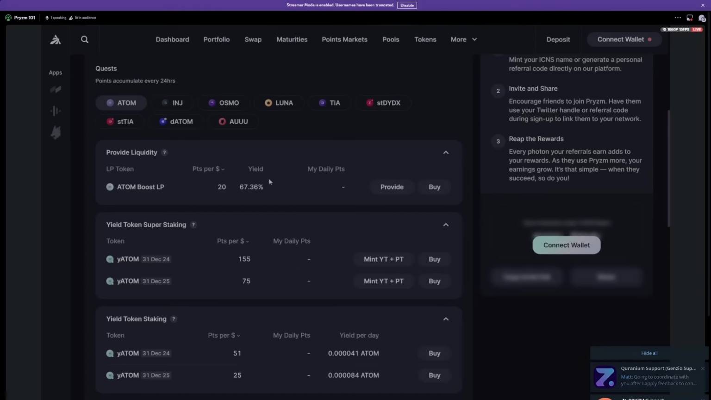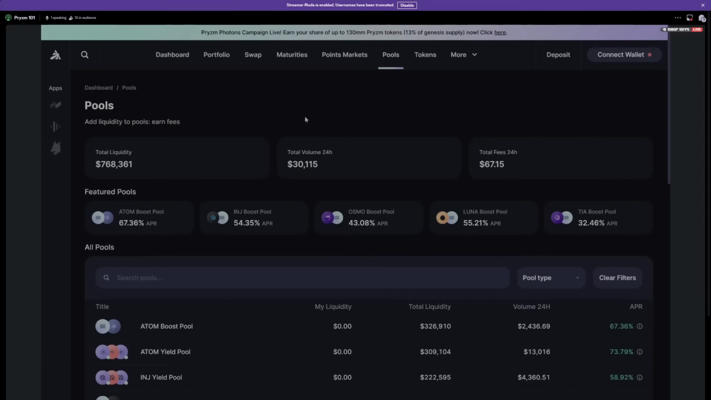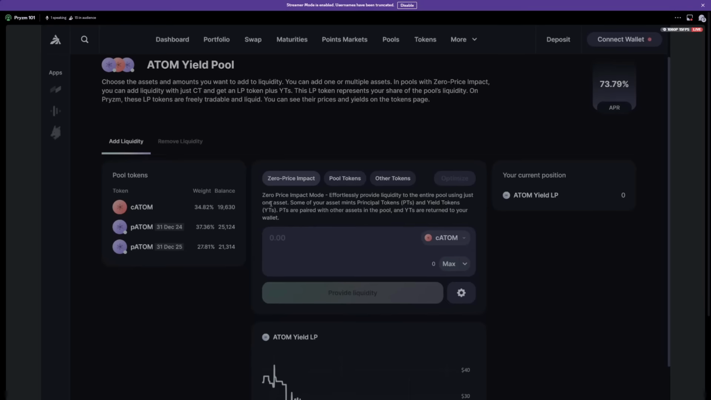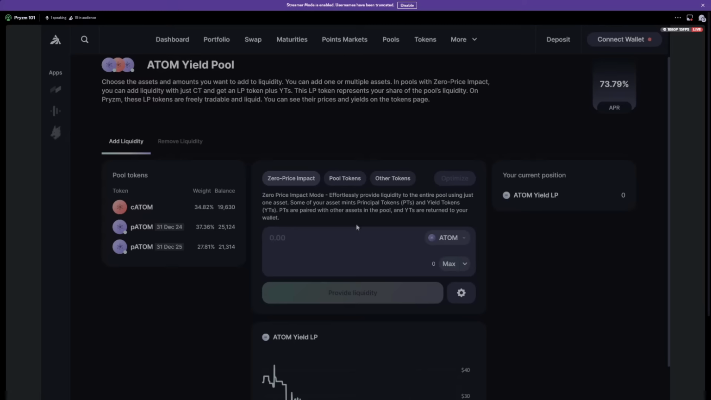Lots of people ask, like, what does it mean when you're saying you're getting 67.36%? And we had a good conversation in Discord about it yesterday. It means that you own a share in a liquidity pool. So if I go here and I pick the Atom yield pool, for example, if I deposit some Atom or C Atom into this liquidity pool, then I'm going to own a share of the liquidity pool.